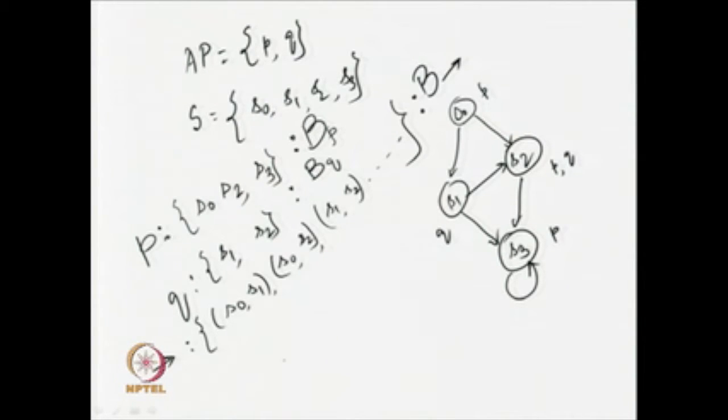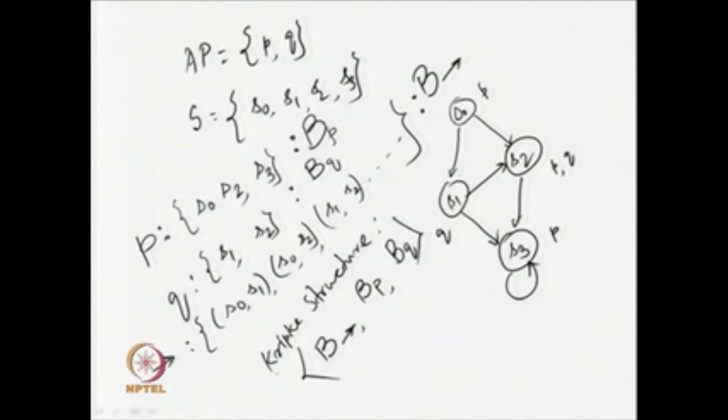Now, what I can say is that for a Kripke structure, we should have the state transition behavior, and along with that we must have the labeling function. So, that means B arrow, BP and BQ, these three BDDs are going to represent my Kripke structure. If I have this particular Kripke structure, the state transition diagram along with the labeling function, this information can be captured with the help of these three BDDs.